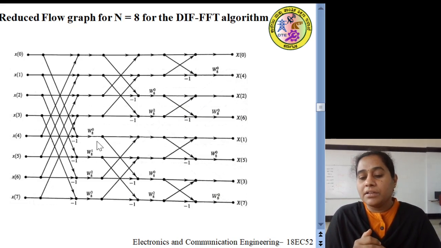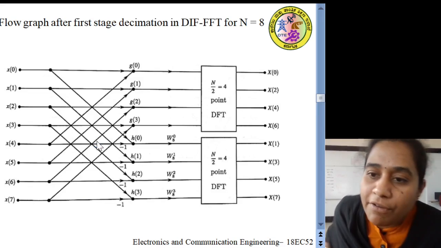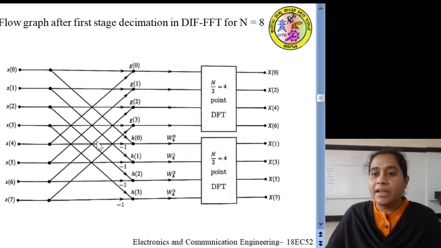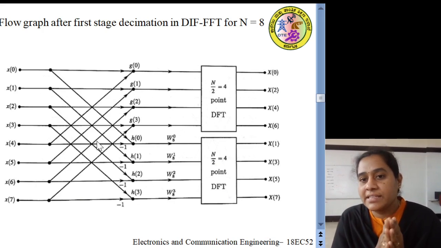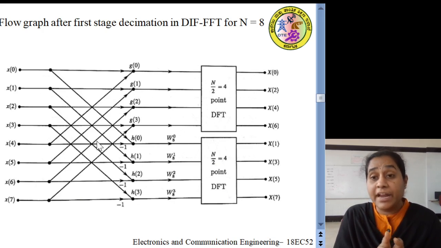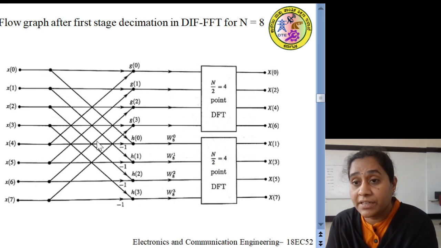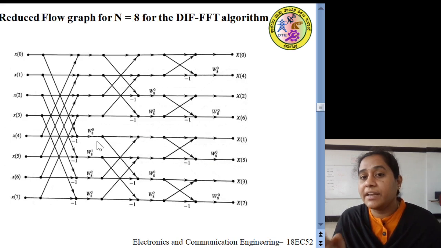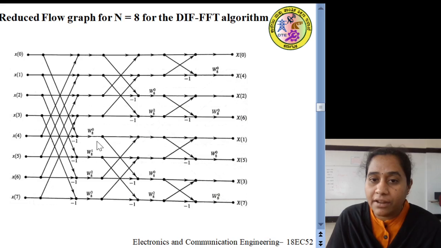Now, if we follow the same decimation process till we obtain N value as 2, that is a 2-point DFT, we have to follow the same steps as we did in the first stage. So for an 8-point DIF FFT, we have to have 3 stages of decimation. Then, if we write the reduced flow graph for N equal to 8, we obtain it like this.